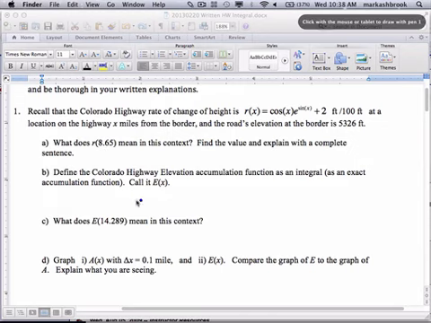So before we write anything down, what will the input and output of this function be? We're going to create this function E of x. What's the input and what's the output? The meaning. Well, the input is going to be how many miles you are from the border. So how many miles from the border is going to go into this function. Okay? And what's going to be the output of this one?